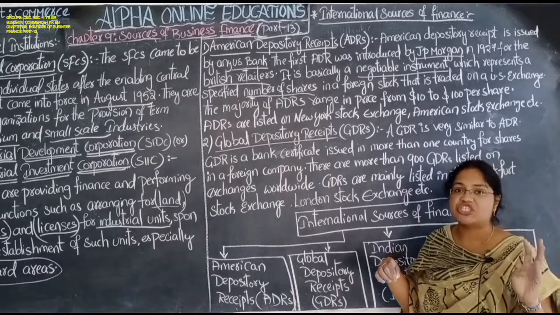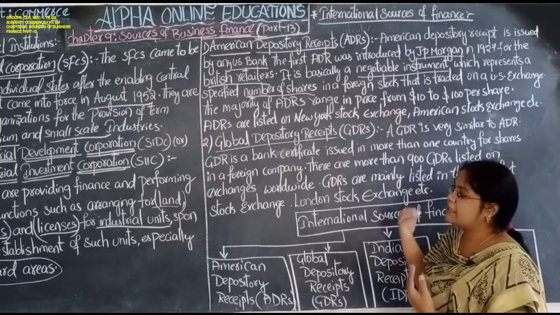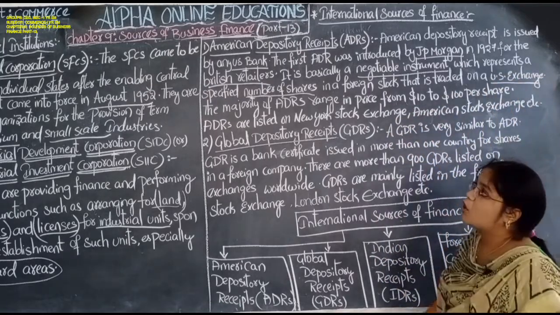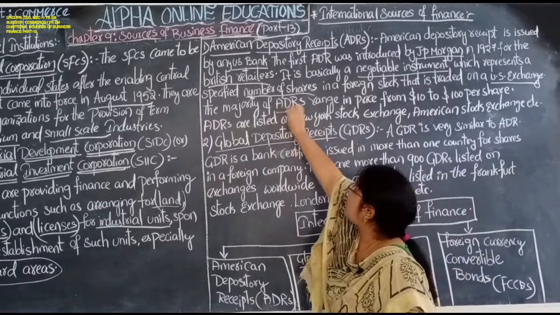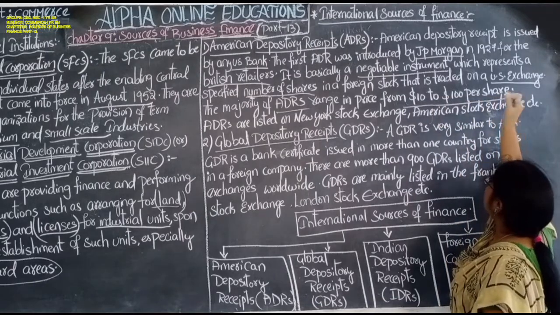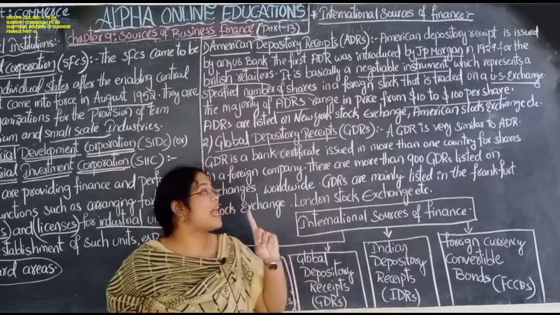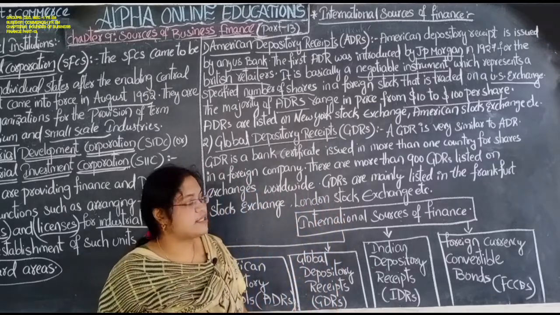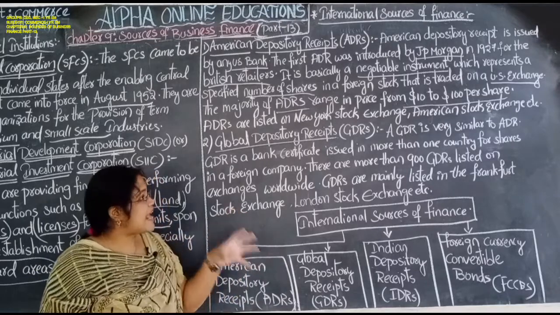Here we have equity shares, preference shares, debentures. In the same way, in the foreign countries, they have American depository receipts, with names like that. It is a share of a foreign company that is traded on a US exchange. So these shares are traded on the US exchange. The majority of ADRs range in price from $10 to $100 per share. One share value is $10 to $100; the price of that share will be between that. American depository receipts are the shares which are traded on the US exchange.